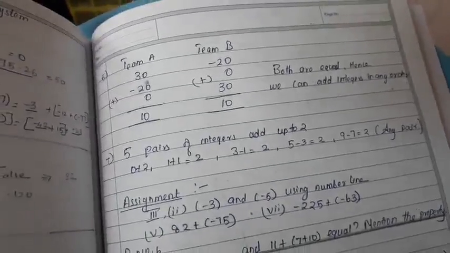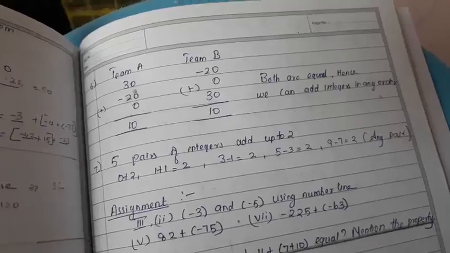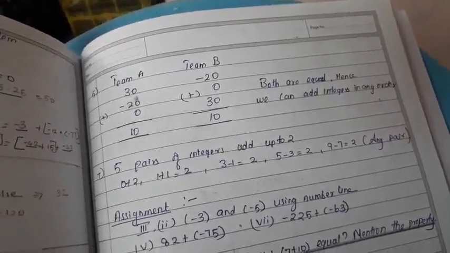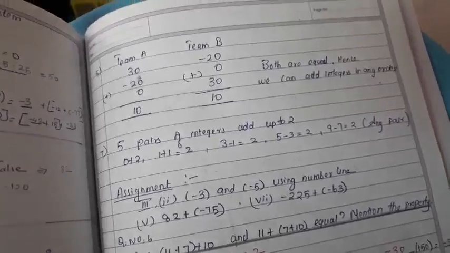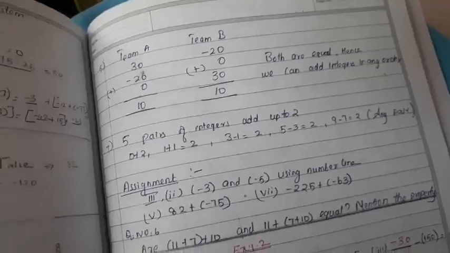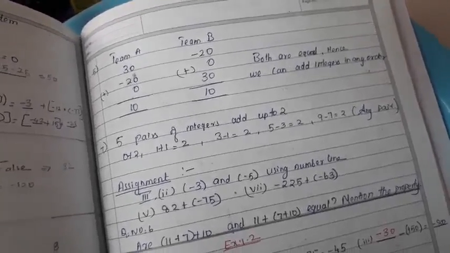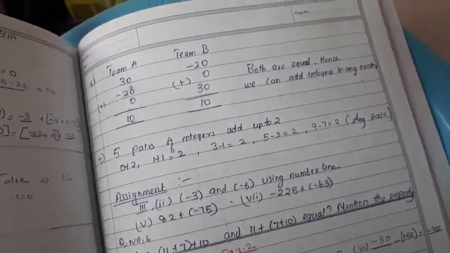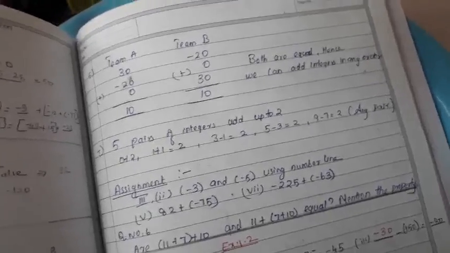So here the score of team A is 30, minus 20 and 0. So add and subtract and put the bigger number sign. So 30 minus 20 is 10. So for team B, minus 20, 0, 30 was their score. So here also we are subtracting. Since minus and plus is there, you have to subtract and put the bigger number sign. So 30 minus 20 is 10.